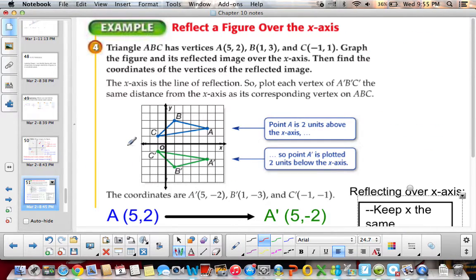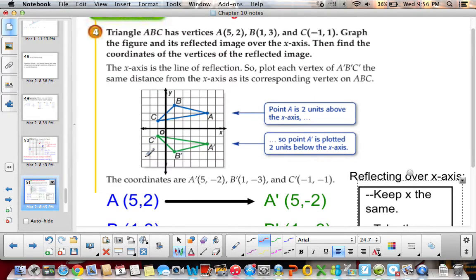So now when we have a triangle and we want to reflect over the x-axis or the y-axis, we're going to talk about x-axis first. When we have a figure, in this case a triangle, we have to reflect each point over the x-axis and then we can draw our reflection triangle. We're told that ABC has vertices A, B, and C, which are 5, 2, 1, 3, and -1, 1. So we can see that here's A, B, and C.